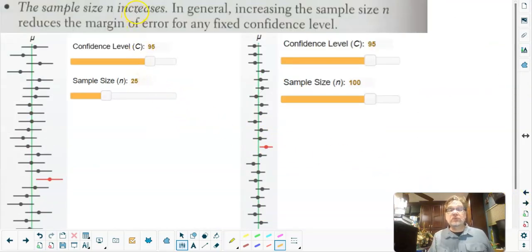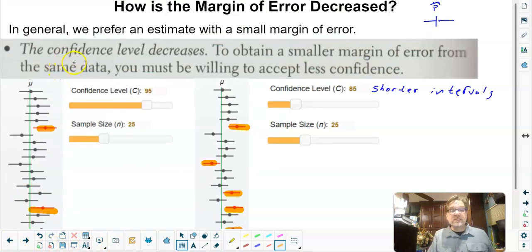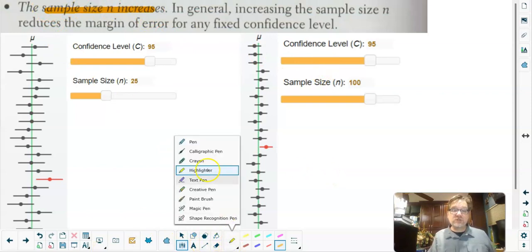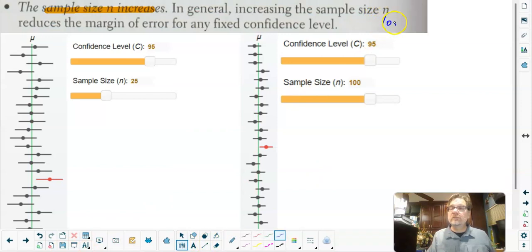Another way to decrease my margin of error is to increase sample size. So if we go back, the first thing we did here was decrease the confidence level. Decreasing the confidence level will lower your margin of error. And if we increase sample size, margin of error also goes down, because we are trying to lower our MOE, our margin of error.